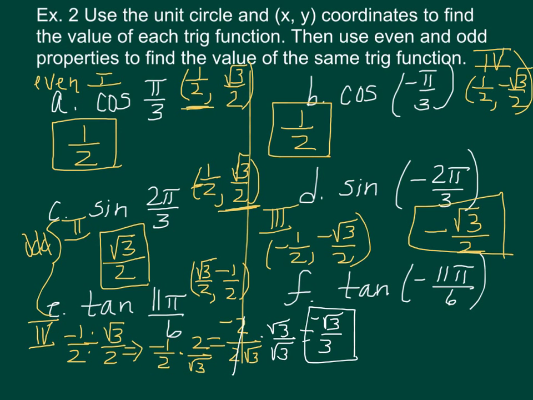Well, negative 11 pi over 6 is in quadrant 1, where everything is positive, which means that tangent would be now positive radical 3 over 3. So that's the difference between even and odd.